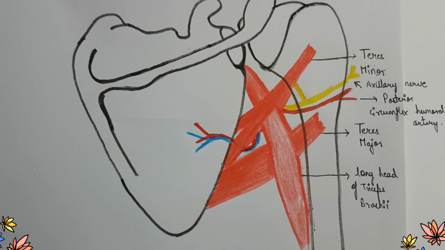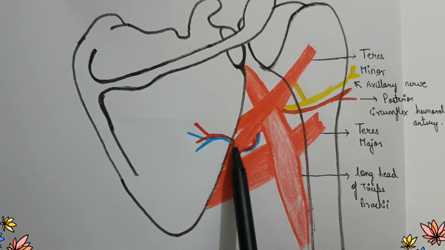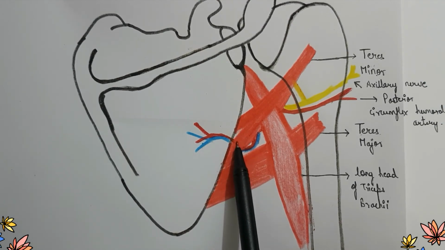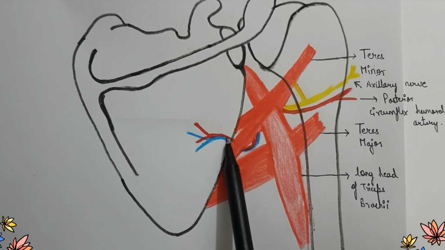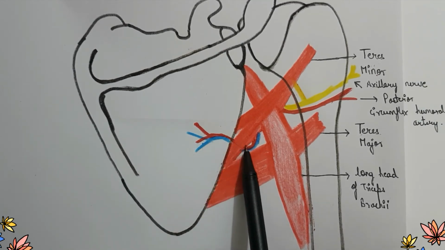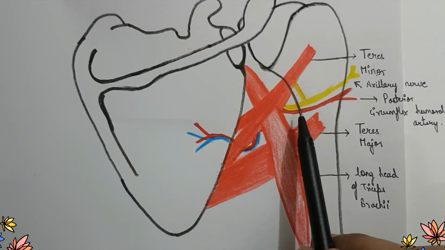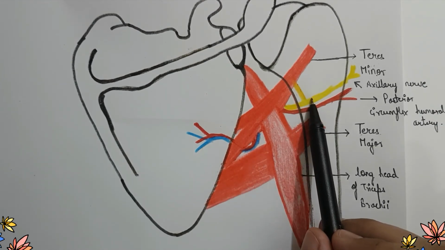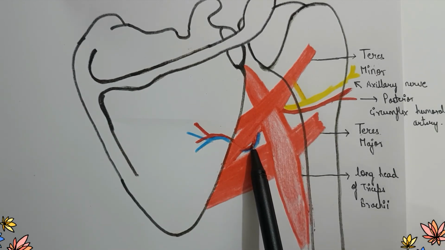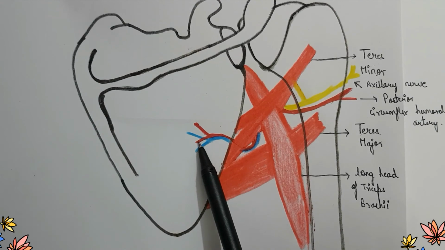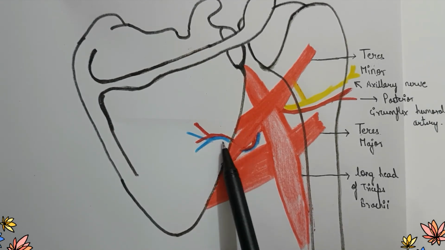Now talking about the contents of the upper triangular space, we have an artery which crosses in between the two slips of the teres minor muscle, that is the circumflex scapular artery. This right here is the circumflex scapular artery along with its vein. So the contents of the quadrangular space are the axillary nerve and posterior circumflex humeral artery. The content of the upper triangular space is the circumflex scapular artery crossing in between the two slips of teres minor muscle, and the vessels.